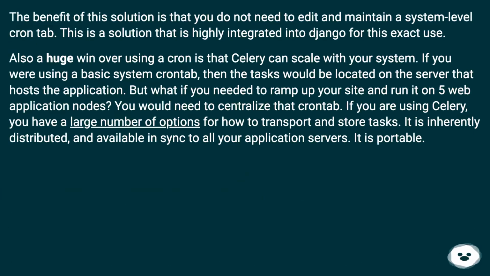The benefit of this solution is that you do not need to edit and maintain a system-level crontab. This is a solution that is highly integrated into Django for this exact use. Also, a huge win over using a cron is that Celery can scale with your system. If you were using a basic system crontab, then the tasks would be located on the server that hosts the application. But what if you needed to ramp up your site and run it on 5 web application nodes? You would need to centralize that crontab.